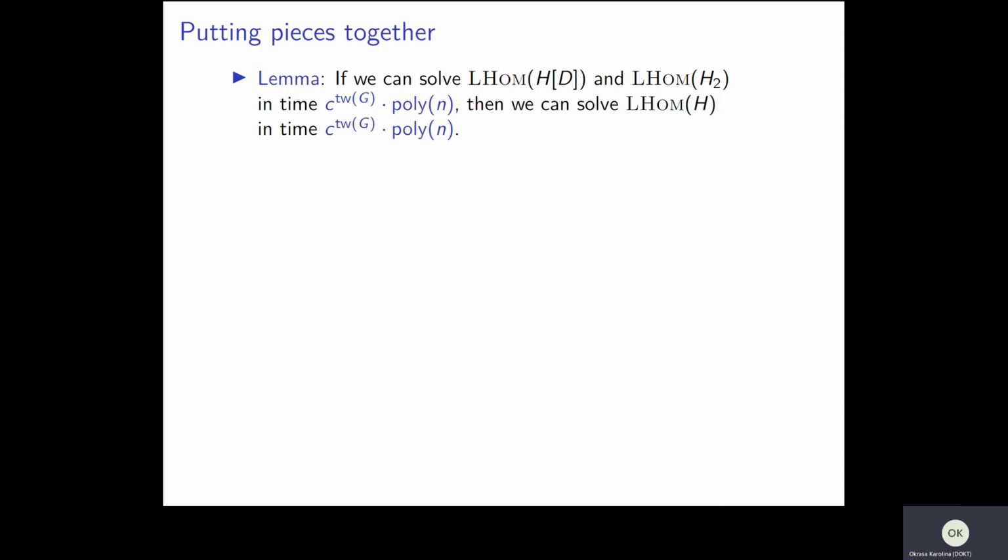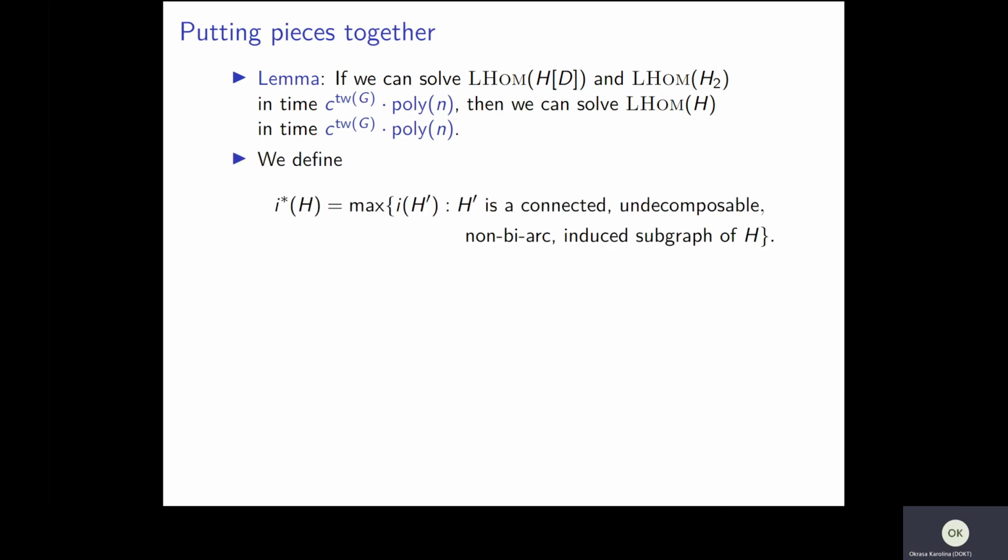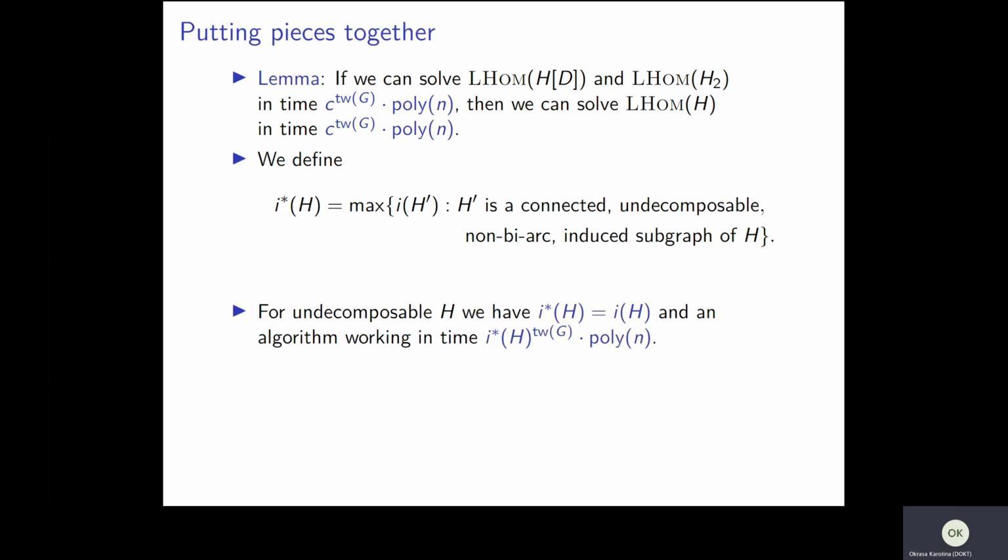Yeah, so this leads to the definition of I star, which, as you can see, is just the maximum over the size of incomparable sets over some specific subgraphs or induced subgraphs of H. And also we can prove that if H is indecomposable, then I star is equal to I. So since we had an algorithm working in time I to the tree-width, then for undecomposable graphs we have an algorithm working in time I star to the tree-width.